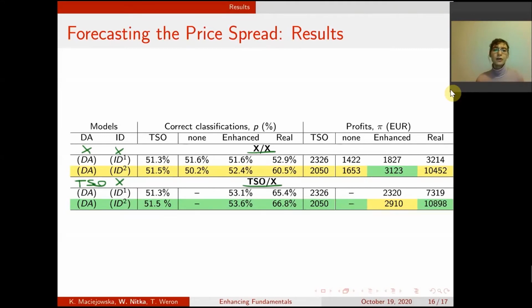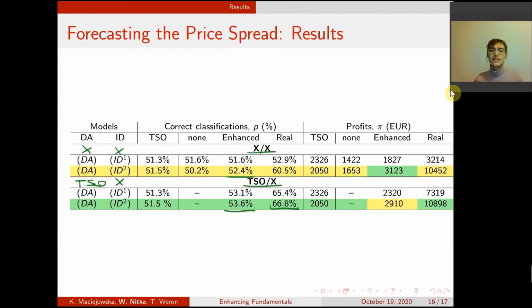And I will focus again on the ID2 model for the intraday market, because it tends to perform generally better. And as we could expect from the previous table, where the TSO forecast fared better in forecasting the day-ahead market price, the classification power is improved with this approach compared to using our models in both cases, and there is a very major benefit when using the perfect forecasts.